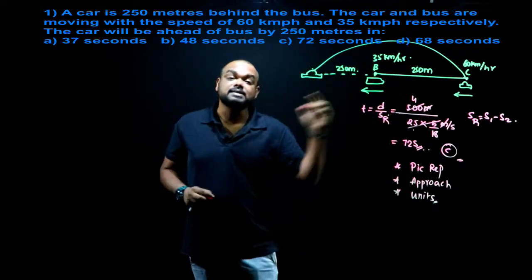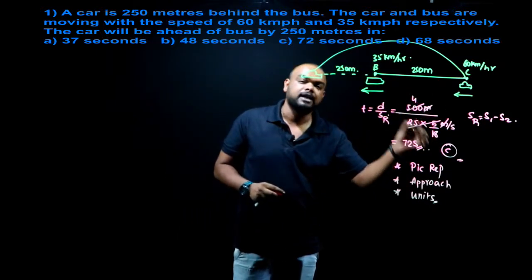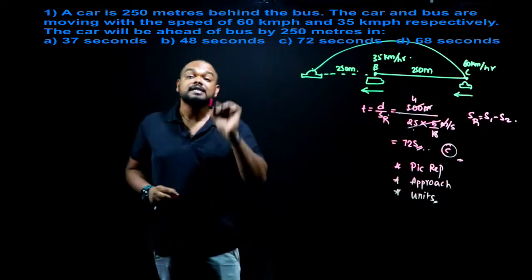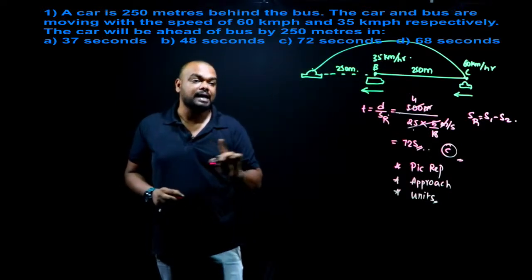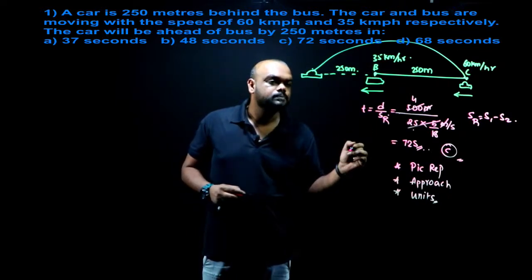This is in meter. This is in kilometer per hour. Convert it into meter per second. How? By multiplying with 5 by 18. If you do the calculations, we will get the answer as 72 seconds, and that must be my final answer. Am I clear with the question here?